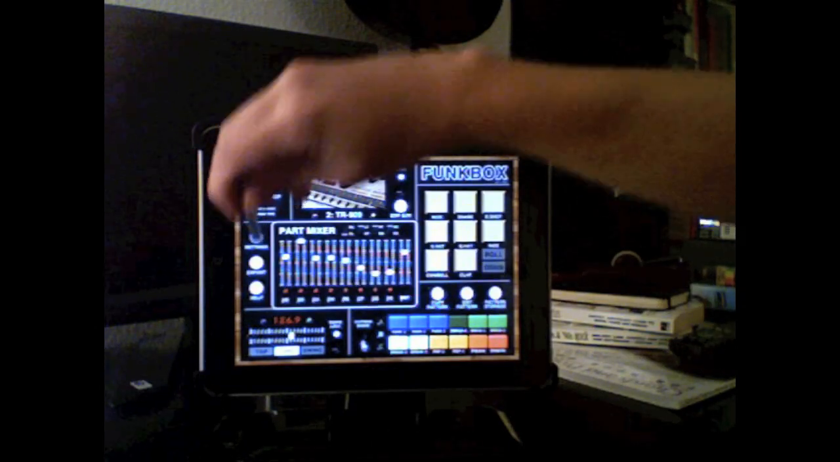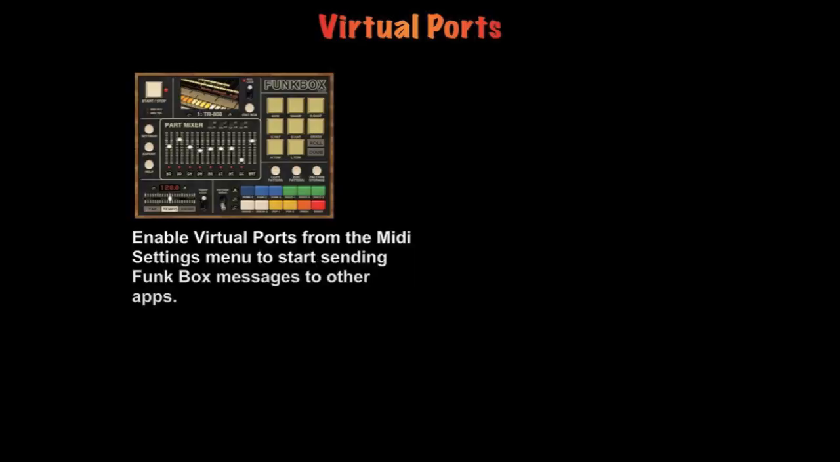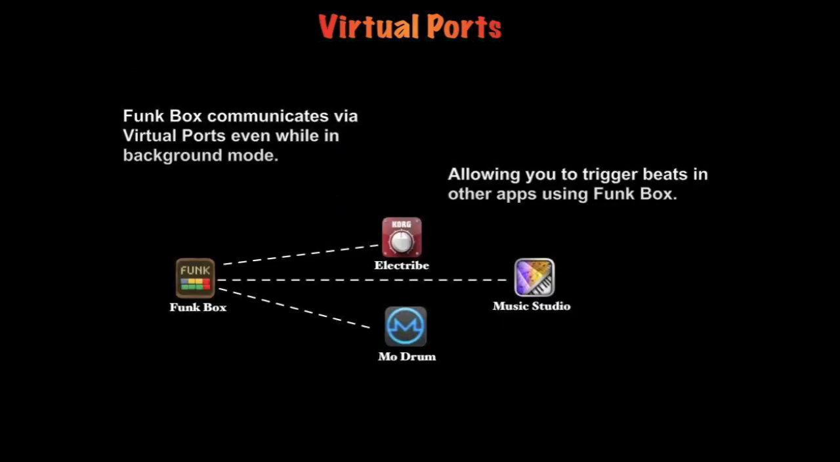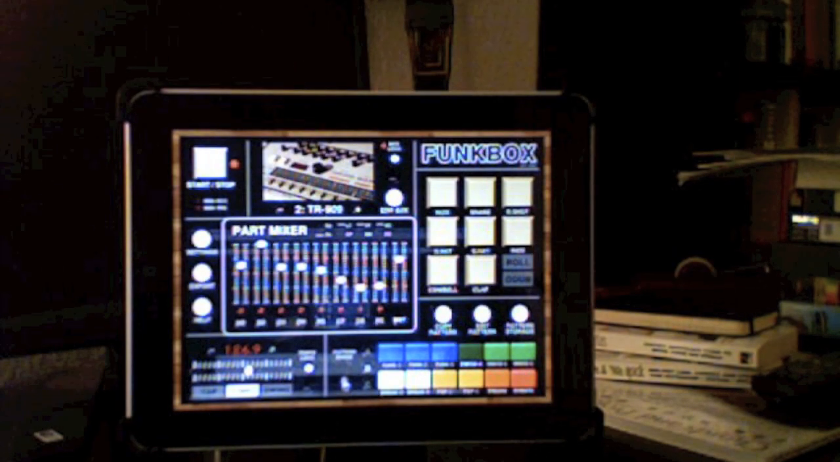Click the Edit Settings button to access the connection options. To enable the virtual ports, we're going to want to set the clock sync to internal, and go ahead and set the MIDI to all and the transmit to clock and notes. And the destination, you want to set it to network so all the different apps can pick up on the communications coming from Funkbox.